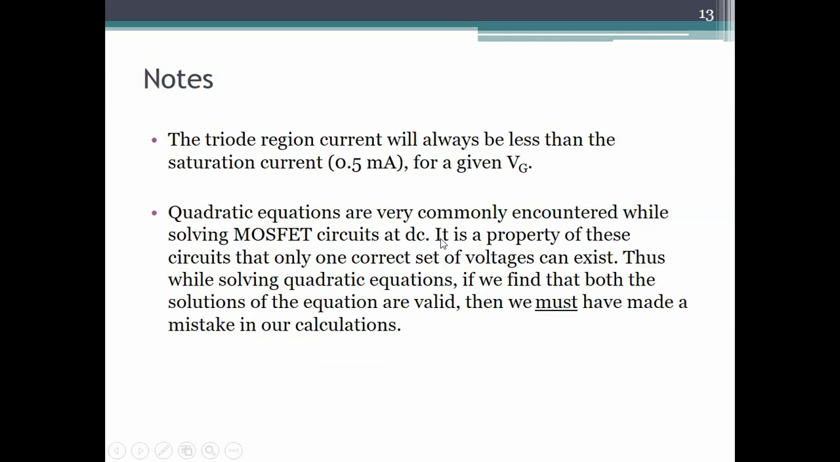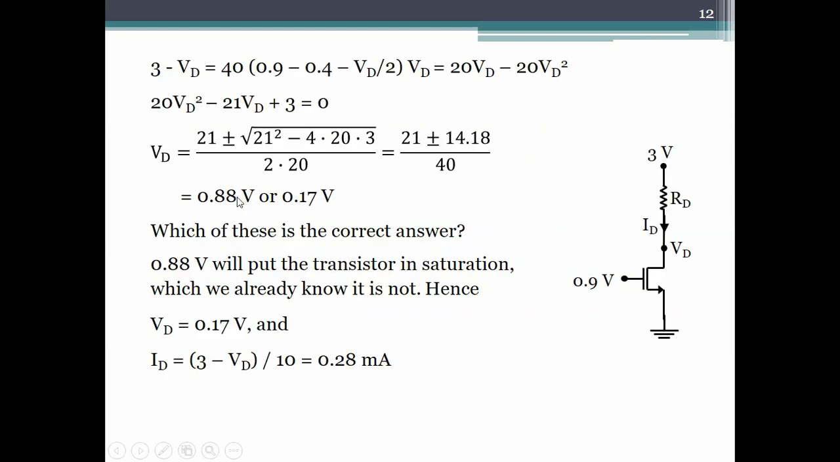Okay, another. So this is an important point, that we'll encounter quadratic equations a lot while solving MOSFET circuits under DC conditions. We'll keep encountering them, and whenever we have quadratics, there are two possible answers, and it is a property of these circuits that always only one of the answers will be correct. So we saw here that 0.88 is not correct because it does not put the transistor in triode region. Alright, only one answer is correct.